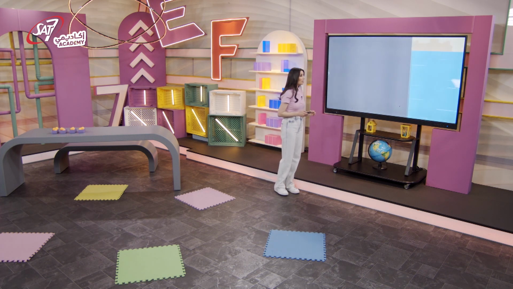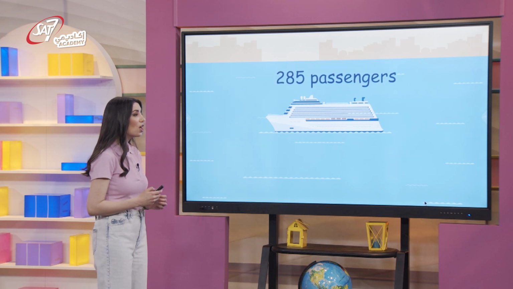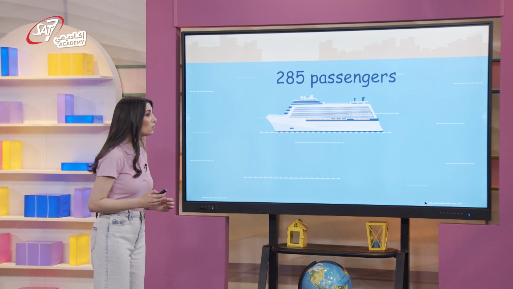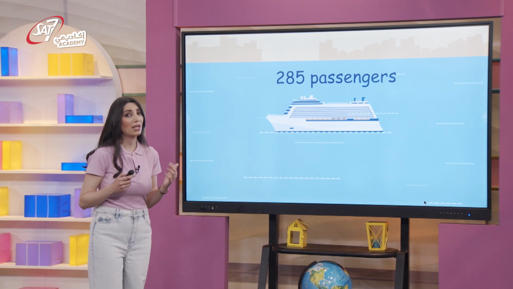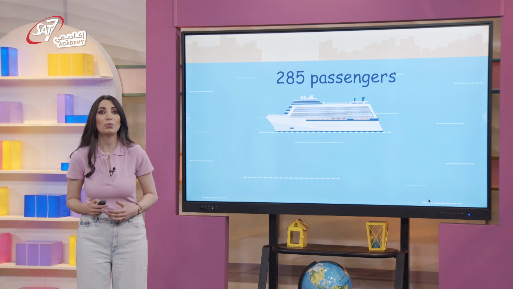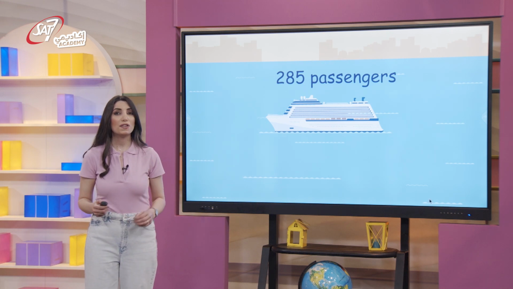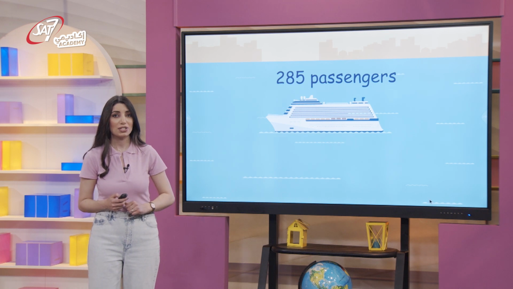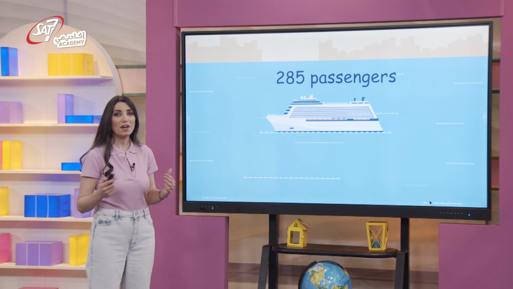There is a ship in the middle of the sea that is facing a very serious problem. It is sinking. There are 285 passengers on that ship, and the captain wants to send them in small boats safely to shore. Let's help the captain quickly decide on the number of small boats that should come for help. Can we divide the 285 passengers in 3 boats? Let's quickly add those digits to find out.